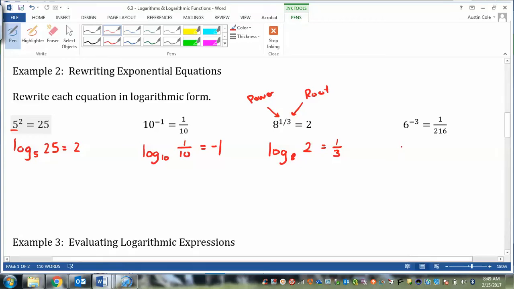Right, and this last one will be log base 6 of 1 over 216 equals -3. Questions there? Okay, now let's start evaluating these.